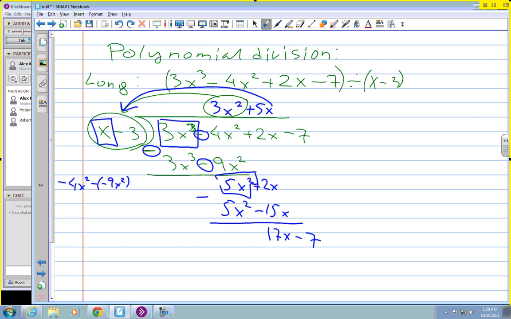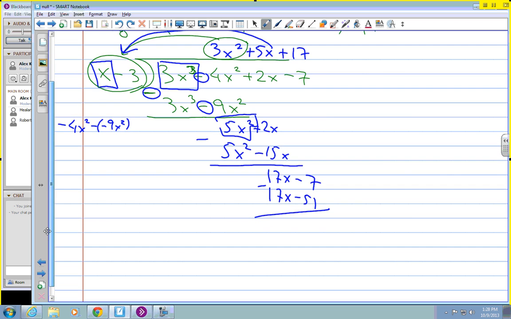And then repeat the process. So 17x divided by x gives you what? 17. So we're going to put plus 17 over there. And then we'll multiply again. So 17x, and then 3 times 17 is 51, minus 51. So subtract. What do we end up with? Negative 7 minus negative 51 is 44. So 44 is our remainder.